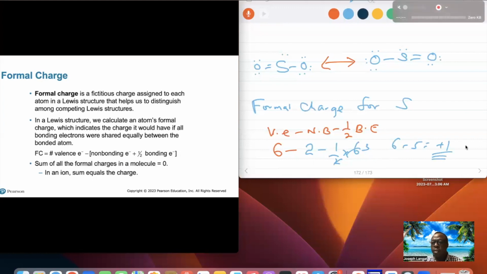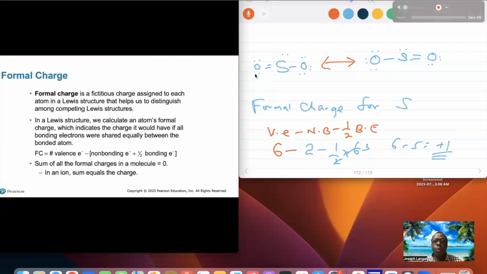And this positive 1 is just a fictitious number, which is used to determine the total combination of formal charges in a molecule or polyatomic ion, and to determine which one is the most plausible resonance structure for a molecule or polyatomic ion. Remember, valence electrons: look at the group number for main group, minus non-bonding. Non-bonding are the dots sitting on that particular element.